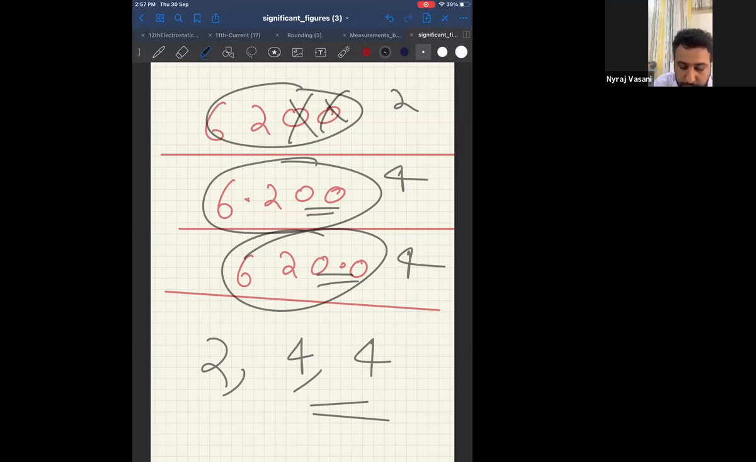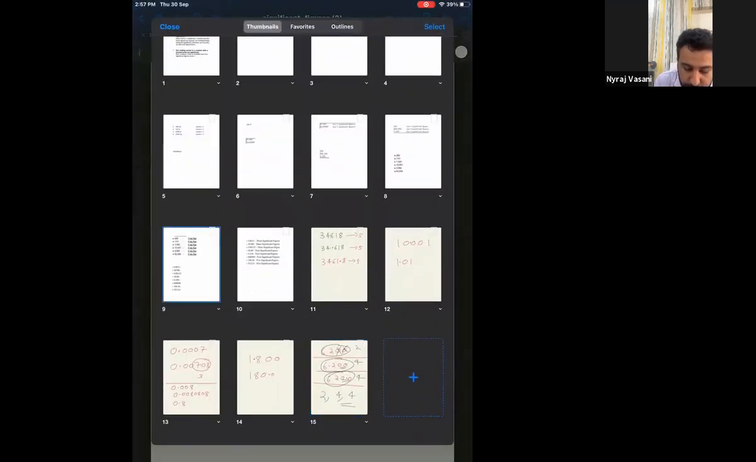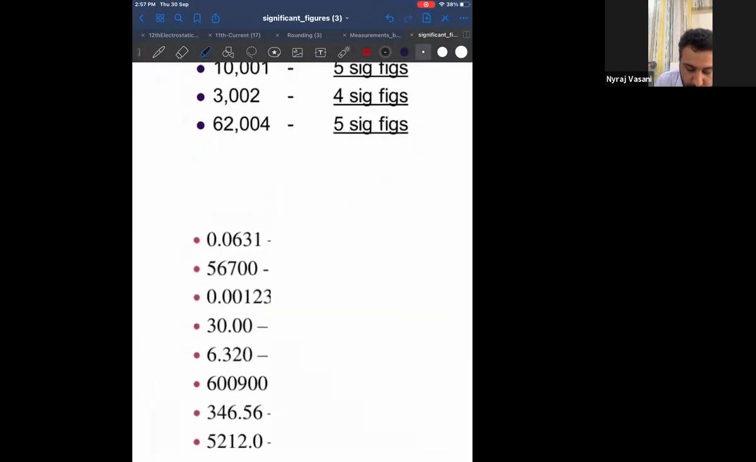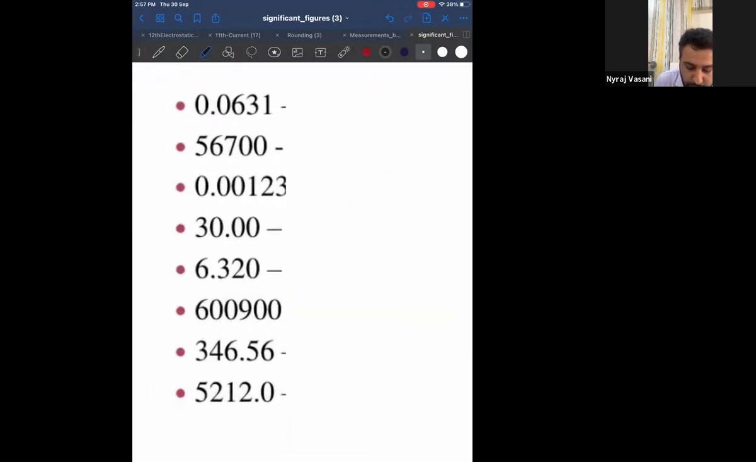Now, final exercise. Tell me how many significant figures are there in each case and give me the answer together.